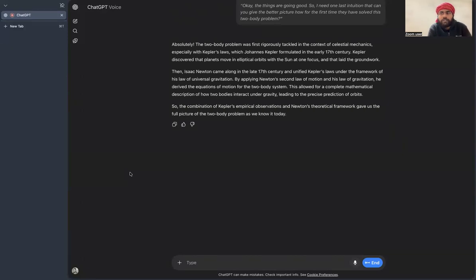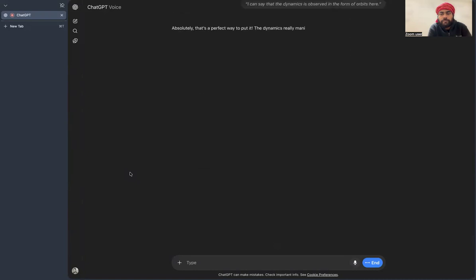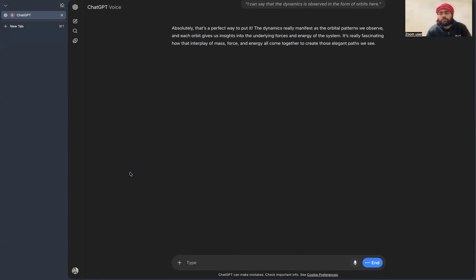I can say that the dynamics is observed in the form of orbits here. Absolutely, that's a perfect way to put it. The dynamics really manifest as the orbital patterns we observe, and each orbit gives us insights into the underlying forces and energy of the system. It's really fascinating how that interplay of mass, force, and energy all come together to create those elegant paths we see. Okay, can you give a conclusion of what we have discussed till now?